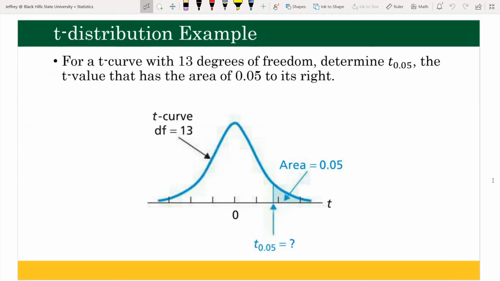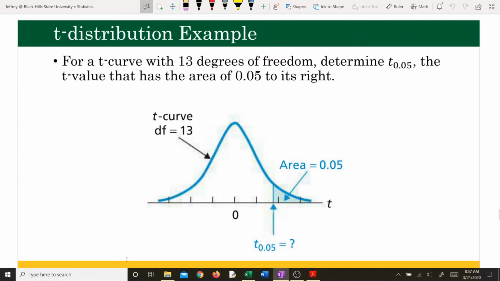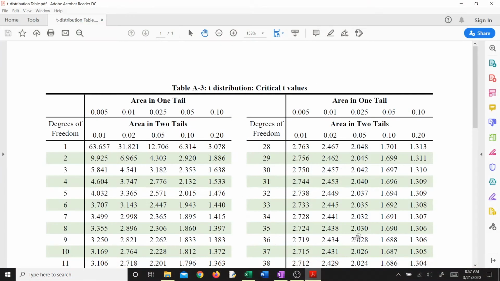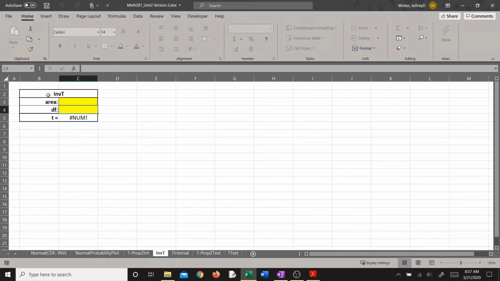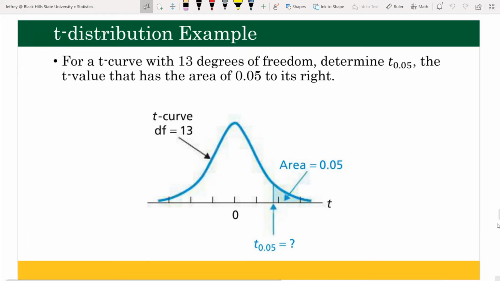To find a t value, we can do this in one of two different ways. We can use the student t distribution table, that is another handout that you can find in my math lab, and it looks something like this. Or you can also use Excel, which has the inverse t value. So in this problem, we want to find the value that has an area of 0.05 to the right of it with the degrees of freedom of 13.